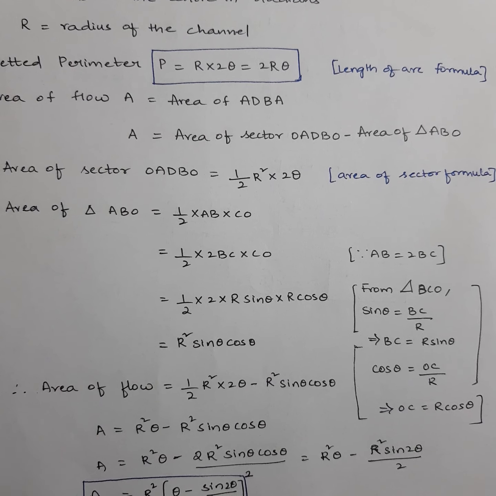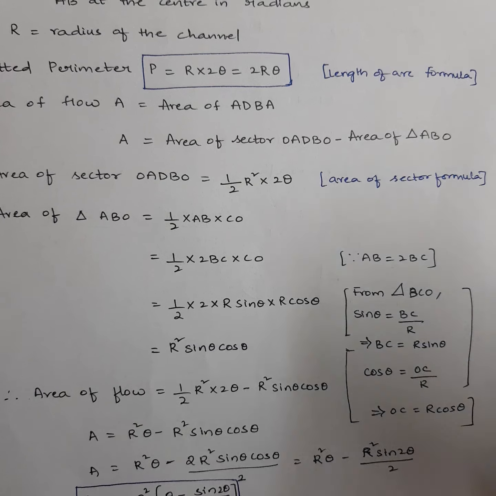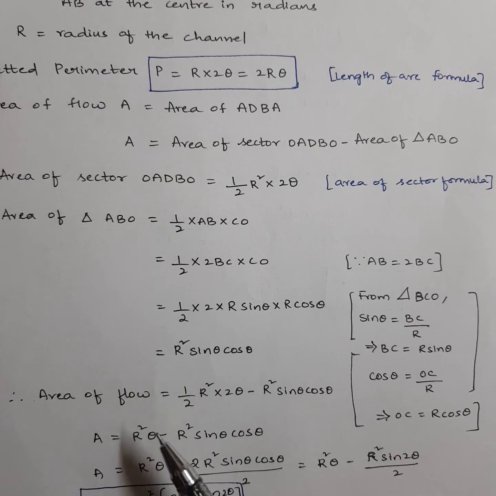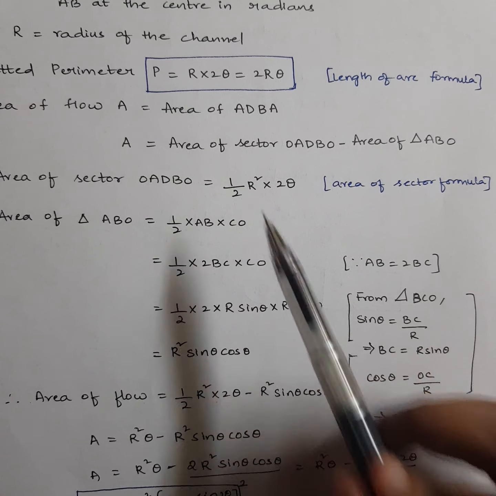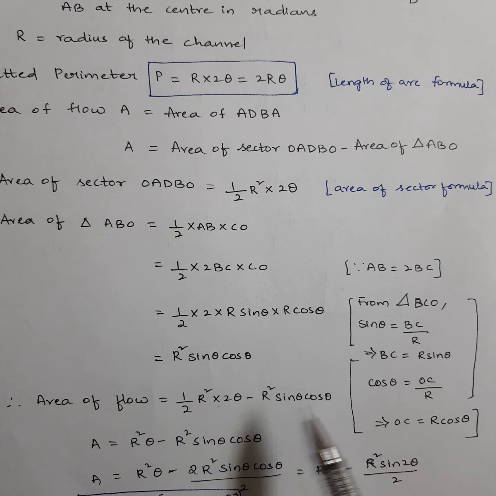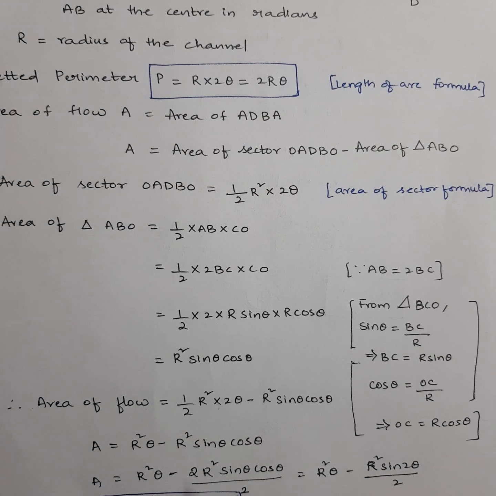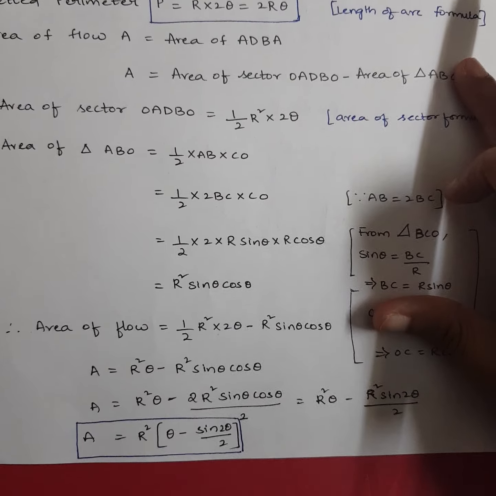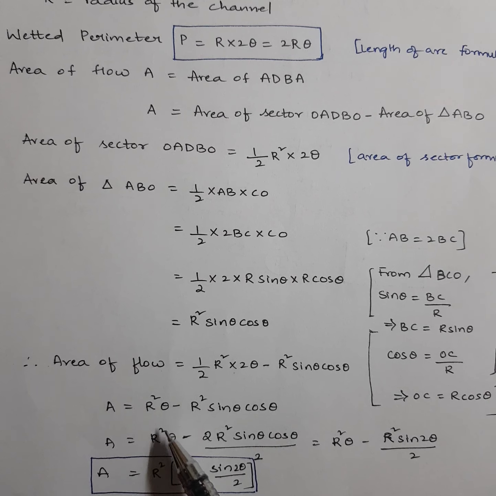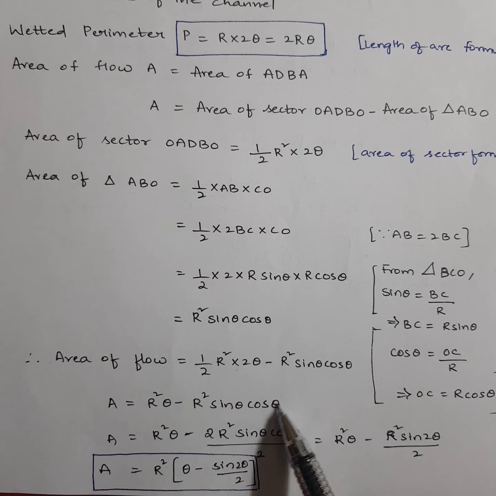Now how do I get the area of the half moon? Area of sector minus area of triangle. So therefore area of flow capital A is equal to area of sector formula is this minus area of triangle is this. Just subtract them and simplify. Take R square common and just simplify. Here you will be getting R square theta minus R square sin theta cos theta.